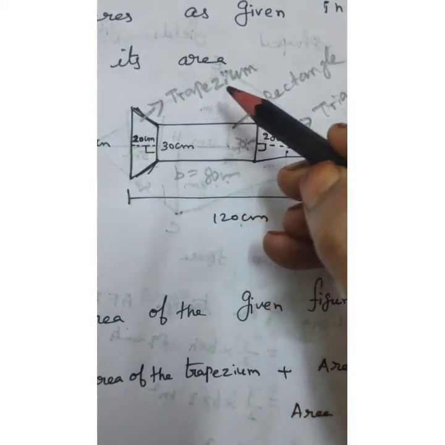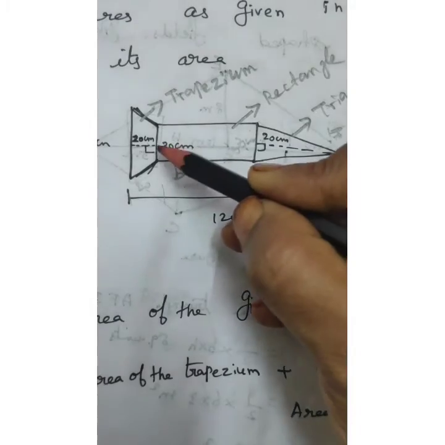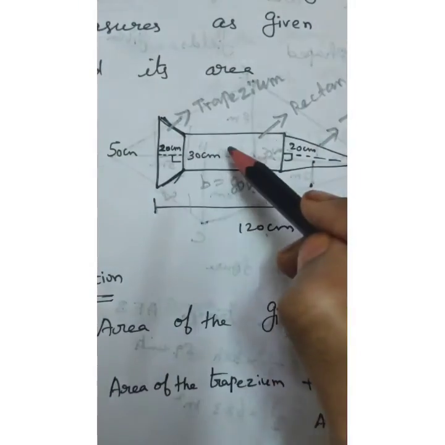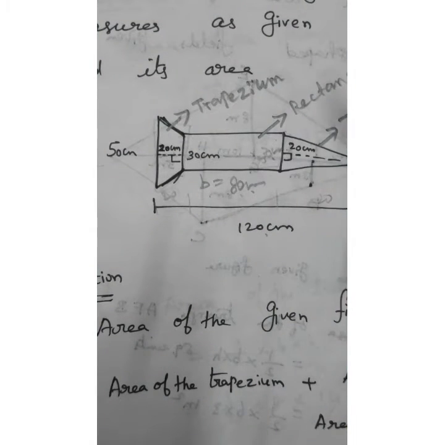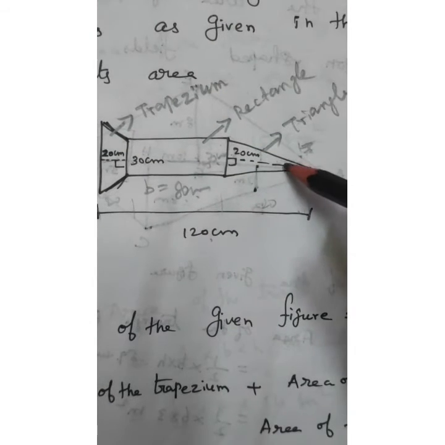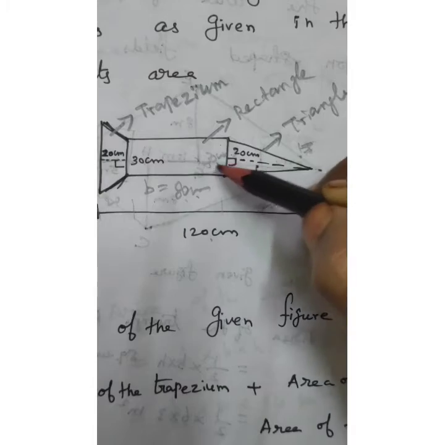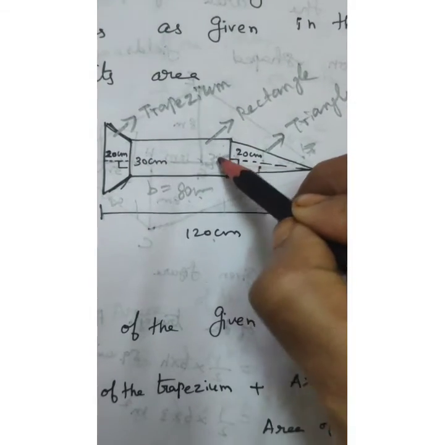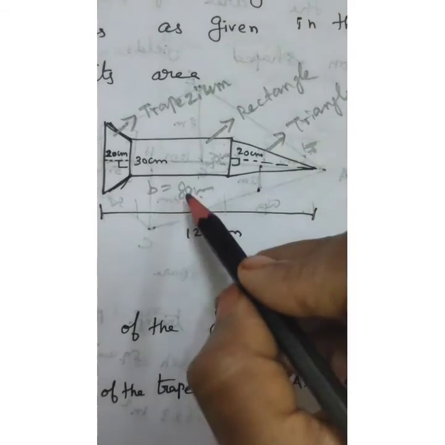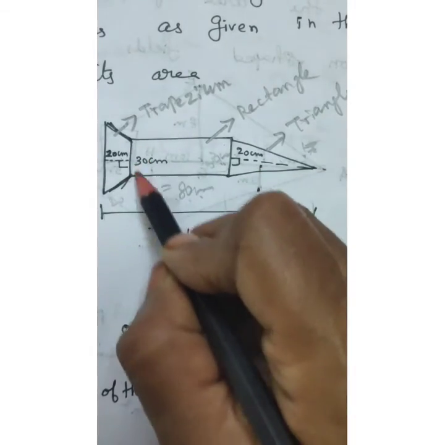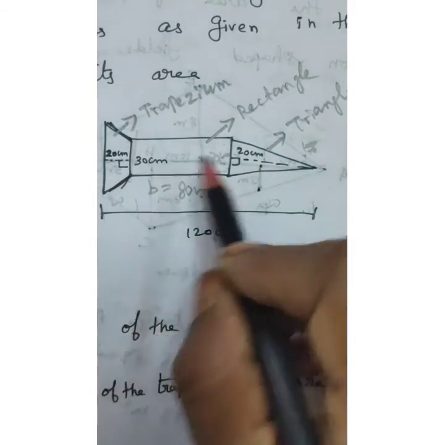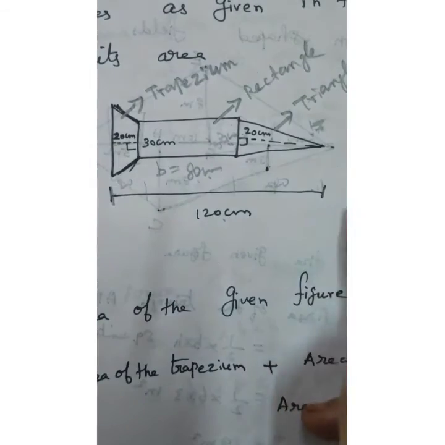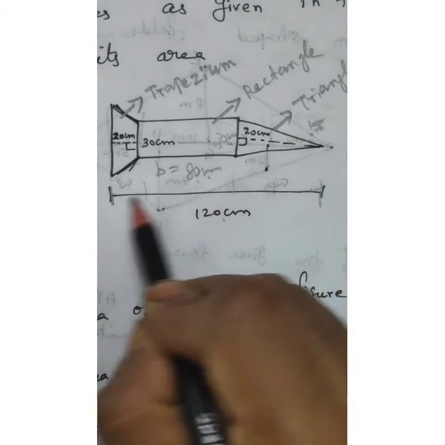Trapezium formula: 1 by 2 into h into a plus b. This is the height, this one side is a, another side is b. Next, the triangle formula is also 1 by 2 into b into h, base and height. Here 30 centimeter, and here also 30 centimeters. For the rectangle, find the b value. The full length values are given for the rocket, top to bottom.